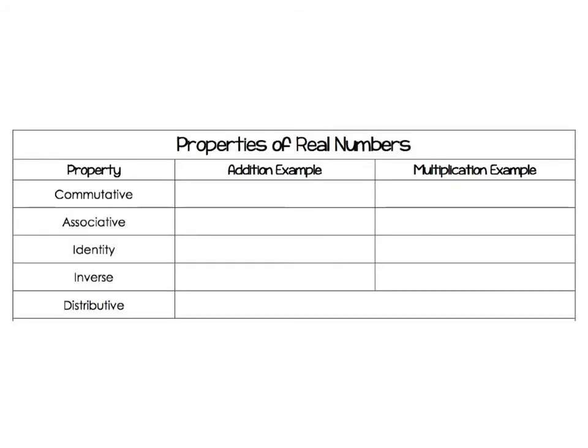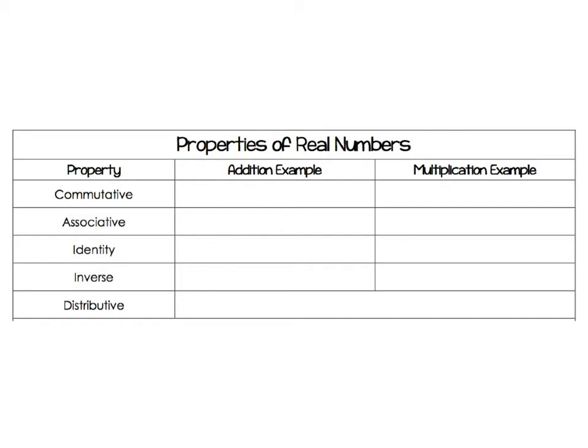All right, now we're going to be talking about the properties of real numbers. So we've got 5 different properties: commutative, associative, identity, inverse, and distributive. And we're going to talk about each of these 5 properties as it deals with addition and with multiplication. So first, let's start with the commutative property.